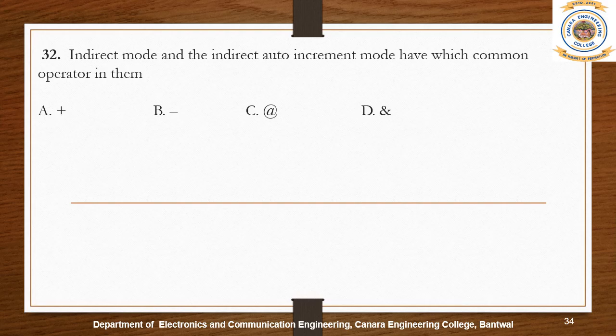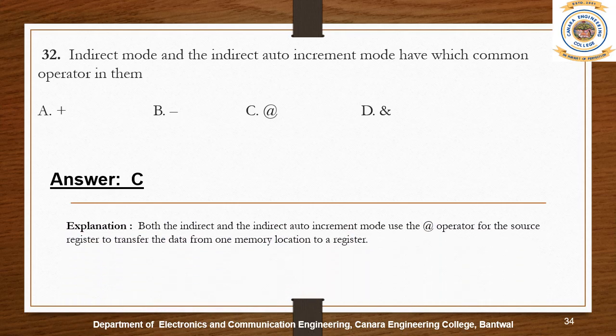The at operator in any instruction represents the indirect addressing mode, and we also have the indirect auto increment mode, which has at some register, and the value of that particular register will be incremented after execution. So in both cases, indirect and indirect auto increment, the operator at is common.